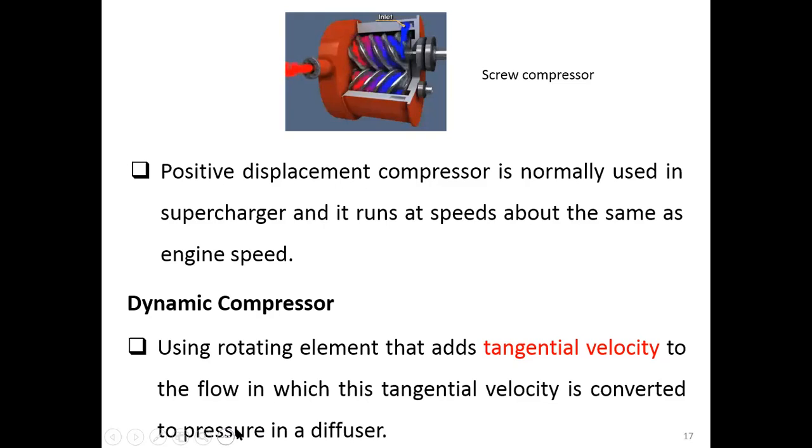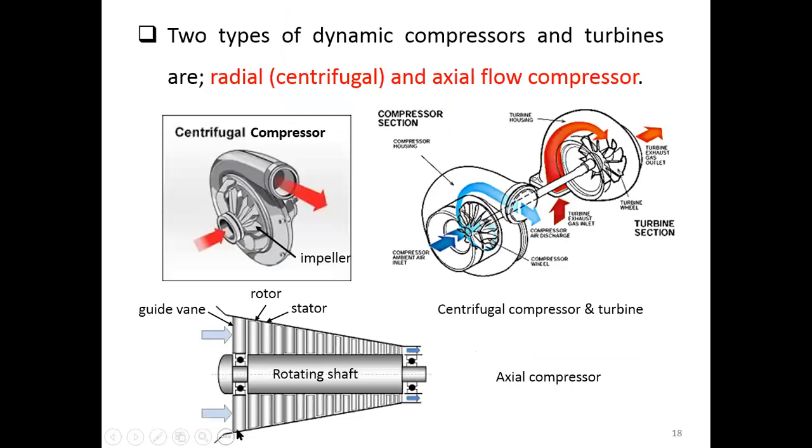So first, the pressure is built up by the rotating element. Second, the pressure is built up in the diffuser, where there is no rotating element, but the pressure can build up because of the kinetic energy conversion. Okay, so there are two types of dynamic compressors and also turbines. The first one is called the radial or centrifugal type, and the second one is called the axial flow.